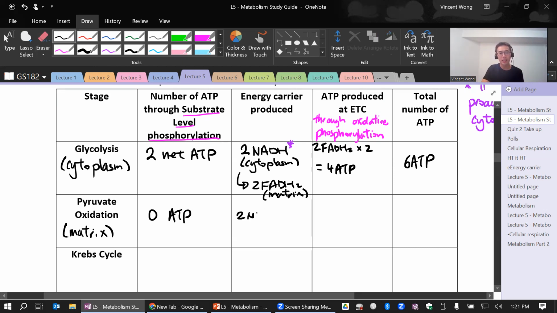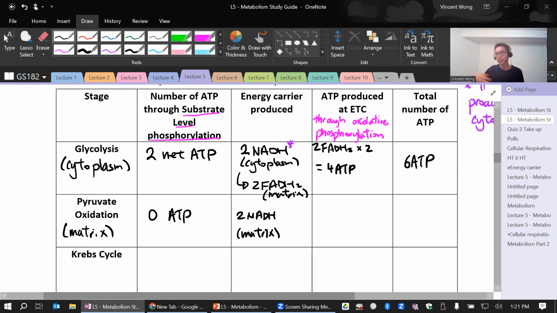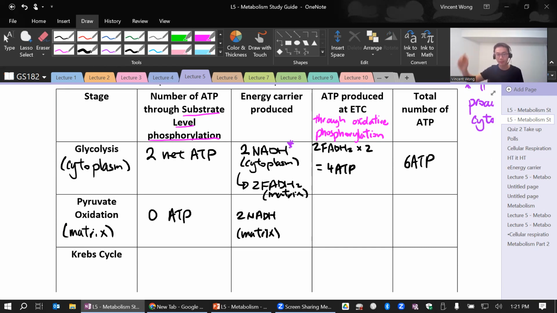We do have 2 NADH though. These are already in the matrix, so we don't have to go through those special paths that we talked about. You don't need to let the electron off. You can take it directly to the ETC. You're already at the matrix. You don't have to cross 2 barriers.